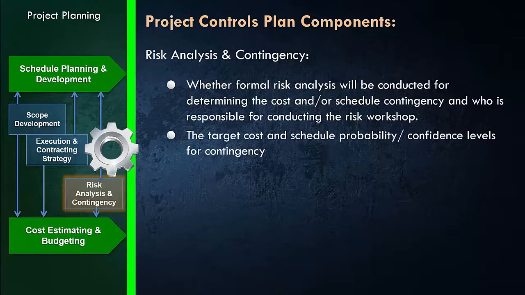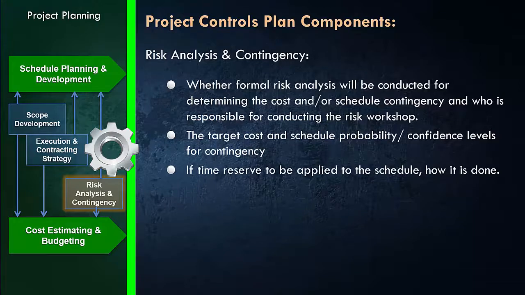Also, what are the target cost and schedule probability or confidence level for contingency? So for coming up with the contingency, you need to determine the confidence level. So it's better to address those in your project control plan so everybody has the same agreement on the confidence level that you want to go ahead with for coming up with the contingency for the project cost and schedule. And if you're going to use time reserve in the schedule, you have to address how it's going to be done. The next point is the systems and software that you're going to use for risk analysis.